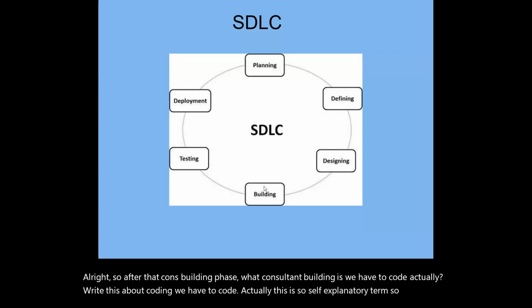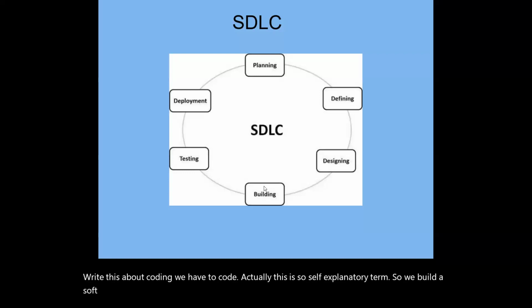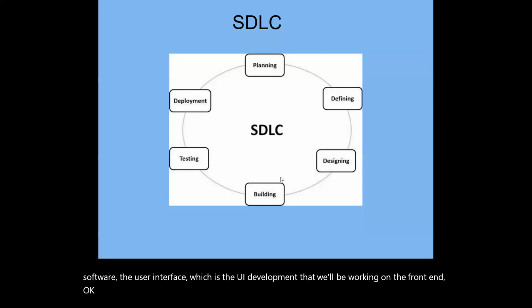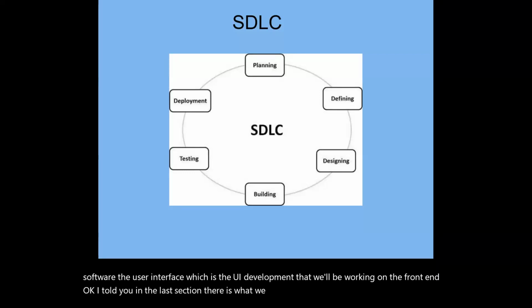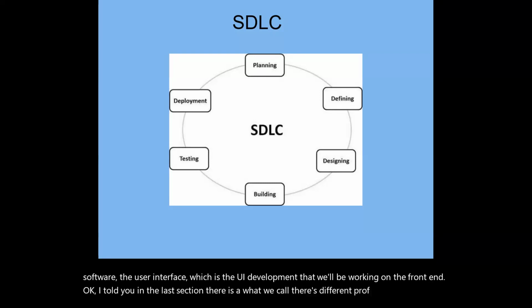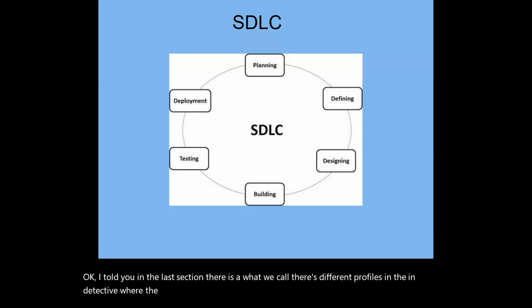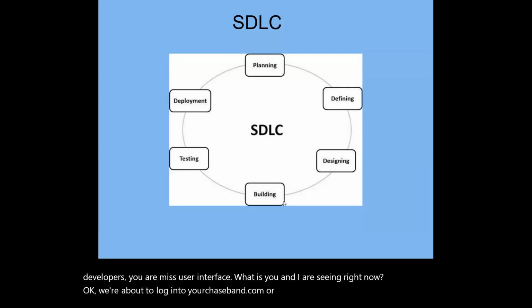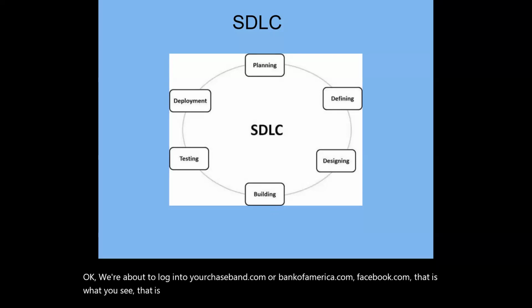So we build the software, the user interface, which is the UI development that will be working on the front end. I told you in the last section that there are different profiles in the tech team. We have the front end developers and the back end developers. The UI developers, UI meaning user interface, is what you and I are seeing right now. We're about to log into chasebank.com or bankofamerica.com or facebook.com. That is what you see. That is UI, user interface.